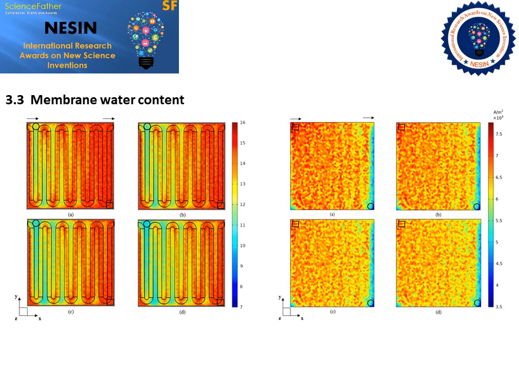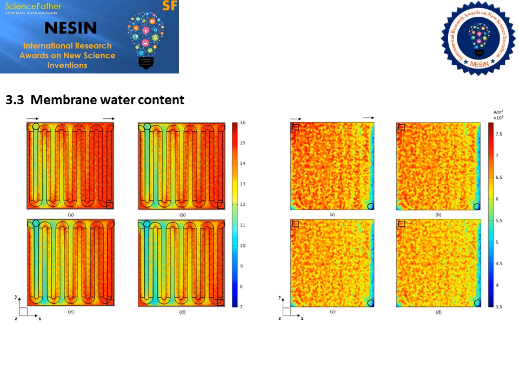So the figure also shows that with the increase of TCR, the water content inside the membrane gradually decreases. The maximum values of membrane water content are 15.03, 14.93 and 14.94.